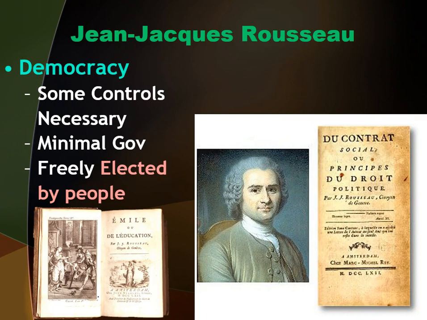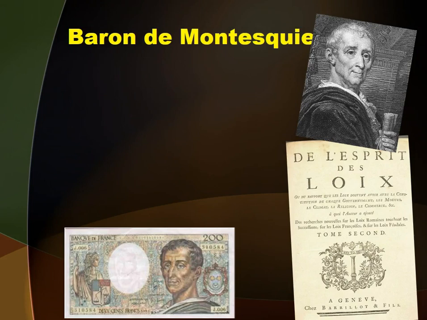So Rousseau is suggesting not only should we have a government, not only should that government not be an absolute monarchy, but that government should be selected by the people. That government should be chosen by the people. And Baron de Montesquieu does a good job of explaining why the government should be chosen by the people.